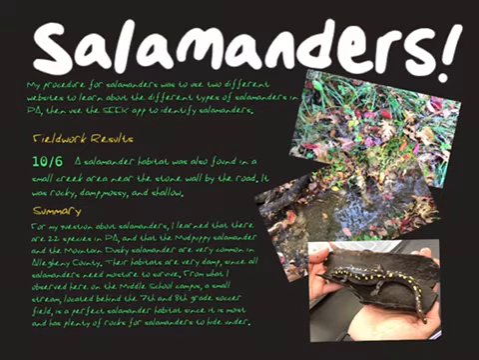Salamanders. My procedure for salamanders was to use 2 different websites to learn about the different types of salamanders in Pennsylvania, then use the CCAP to identify salamanders. Fieldwork results. During the week of October 6th, a salamander habitat was also found in a small creek area near the stone wall by the road. It was rocky, damp, mossy, and shallow.